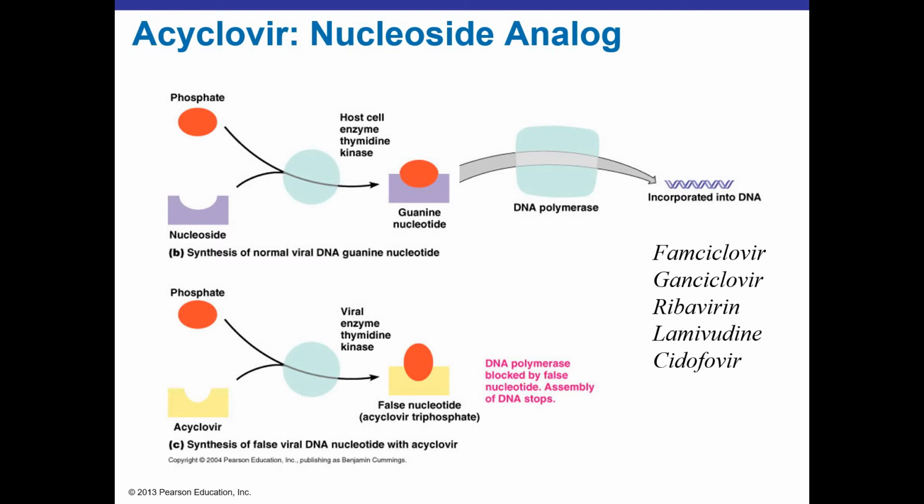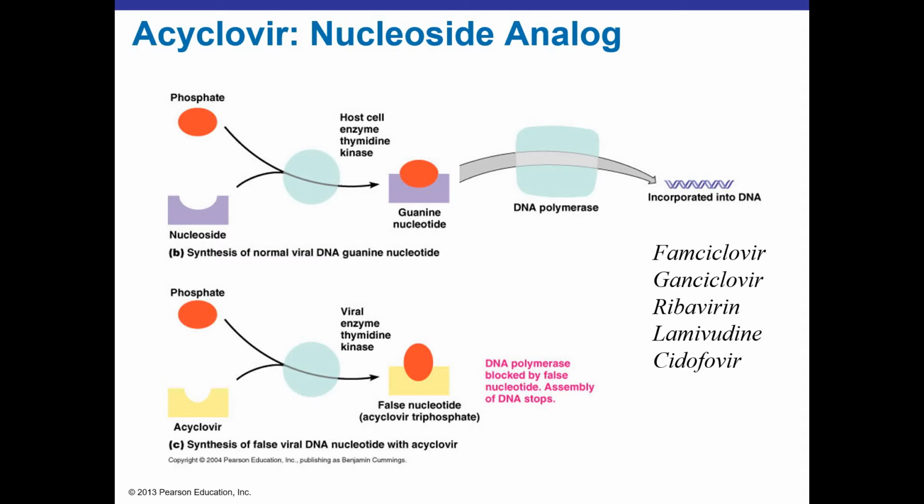This is what's referred to as a nucleoside analog. So when you're making DNA, you have the phosphate, and that is going to be coupled with a nucleoside so that you get a complete nucleotide. In the example here, we have a guanine nucleotide that DNA polymerase is then going to insert anytime it needs the G in the growing chain of DNA.